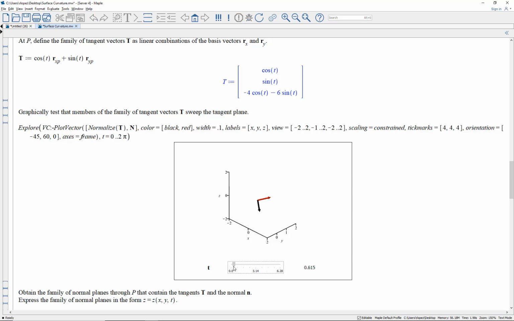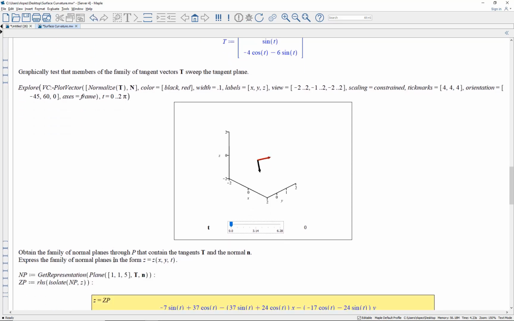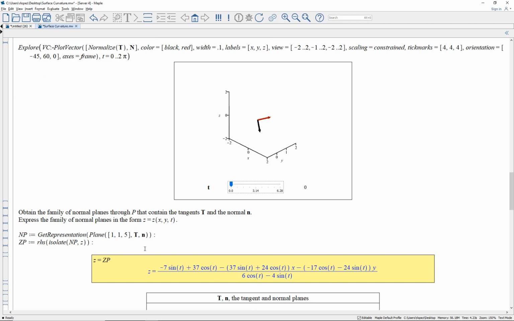The black vector is the tangent vector, the red vector is the normal vector, and it seems that as I go through 0 to 2 pi, I'm swinging that tangent vector through a circle. So that was what I wanted to do. Okay, now I need the tangent plane.